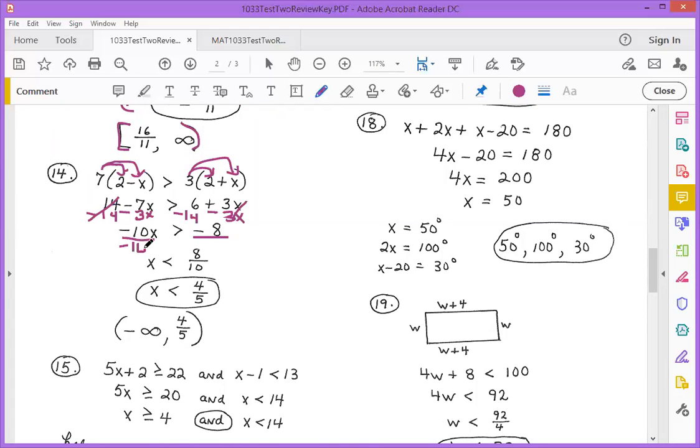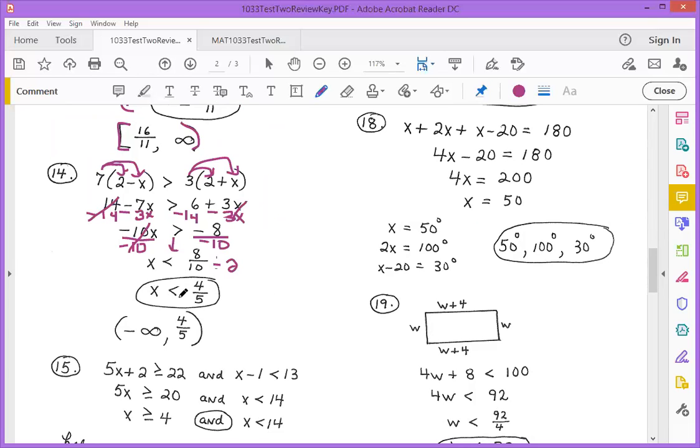We'll divide both sides of the inequality by negative 10. Now, because we're dividing by that negative, we'll reverse the symbol from greater than to less than. And x is less than 8/10. We can simplify this again. We can divide the numerator and the denominator by 2 to simplify this fraction. 8 divided by 2 gives us 4, and 10 divided by 2 gives us 5. So that solution is x less than 4/5.